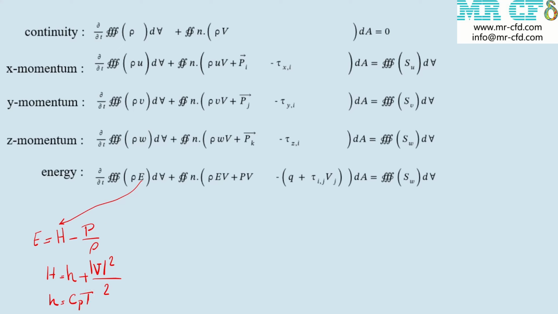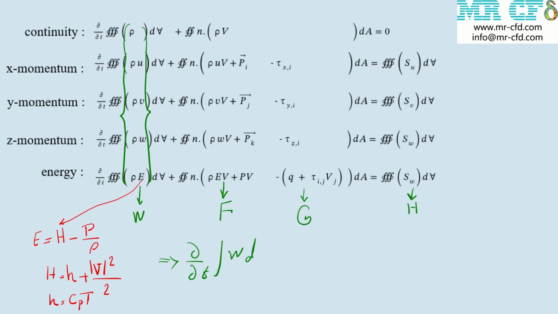For calorically perfect gases, the static enthalpy can be expressed as Cp times T, where Cp is the specific heat at constant pressure and T is the temperature. If we look at the system of equations, all the equations have the same format. For example, if we consider the unsteady term for all equations, we can write a 1 by 5 matrix denoted by W, which represents the unsteady term. Furthermore, we can define F for the flux terms, G for other directional fluxes, and H for the source terms.